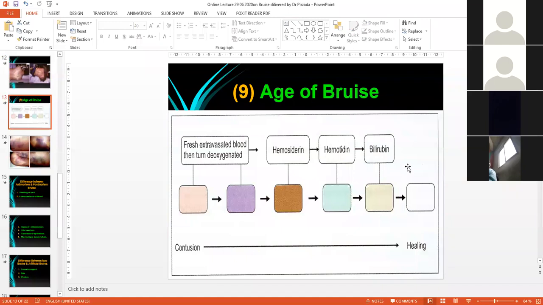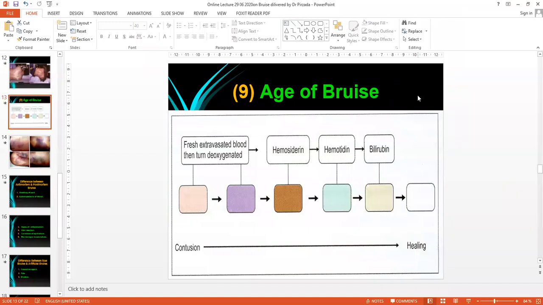Next heading is the age of the bruise. How will you estimate the age of the bruise? The age of the bruise is identified on the basis of the color changes which occur with the passage of time, because extravasation of the blood takes place, and on account of hemolysis of RBCs.